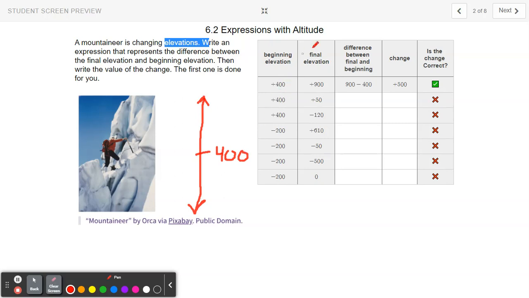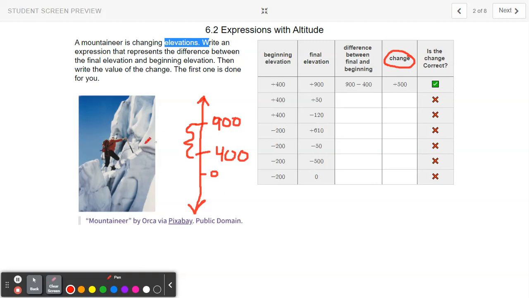And then I also know that the final elevation was 900 feet. And these are both positive. So let's say this is 0, 900 is going to be up here. Now, when they're asking what was the change, the change is really saying how far apart are these? What's the difference between the two?